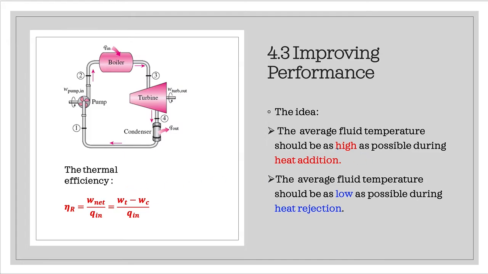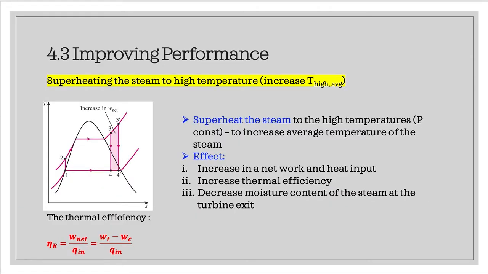The idea is the average fluid temperature should be as high as possible during heat addition in a boiler, and the average fluid temperature should be as low as possible during heat rejection at the condenser. First, we go to superheating the steam to high temperature, which means we increase the average temperature.